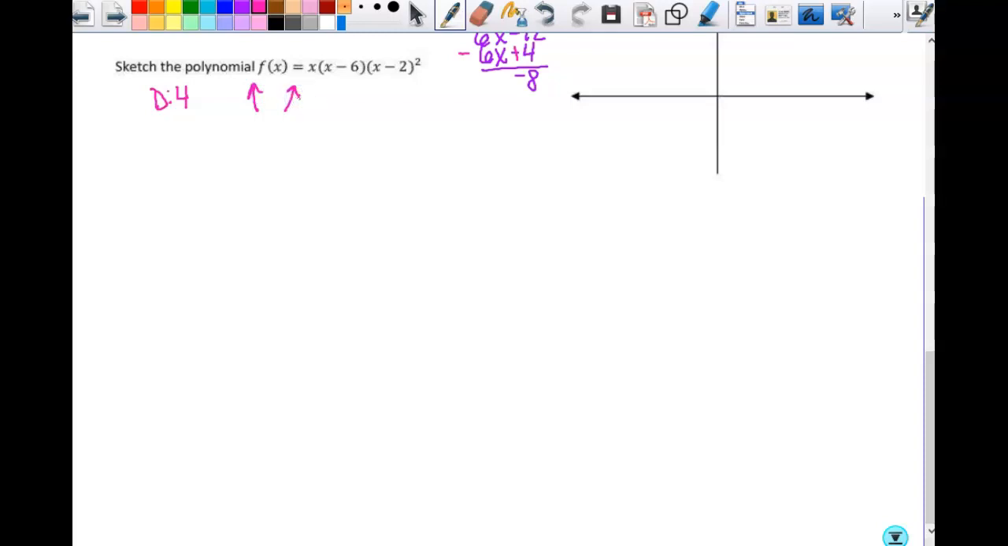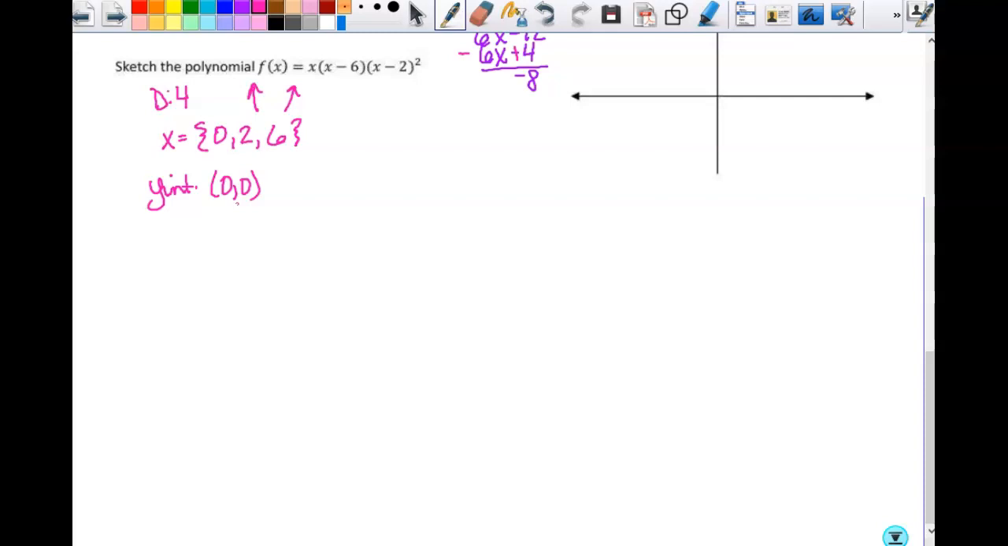I also need my zeros. Since it doesn't actually say zero or x-intercept, you can write it however you want. So my zeros, the smallest one is going to be 0, and then 2, and then 6. I also need my y-intercept. So in order to find that, I substitute 0 into each one of these, making sure I take care of that squared. If you have an x-intercept that's 0, your y-intercept is 0, 0.